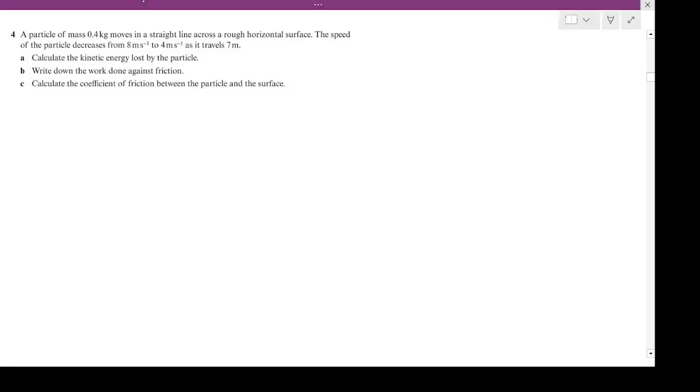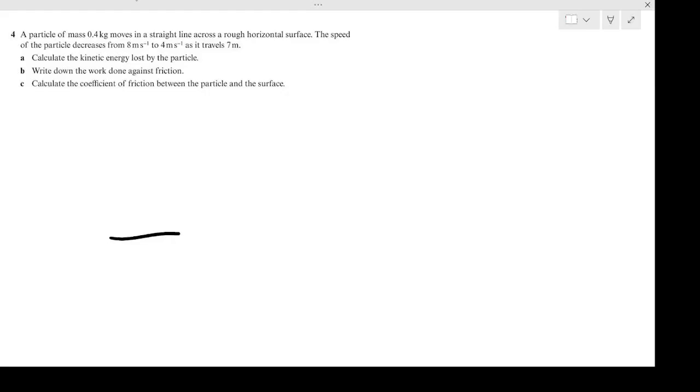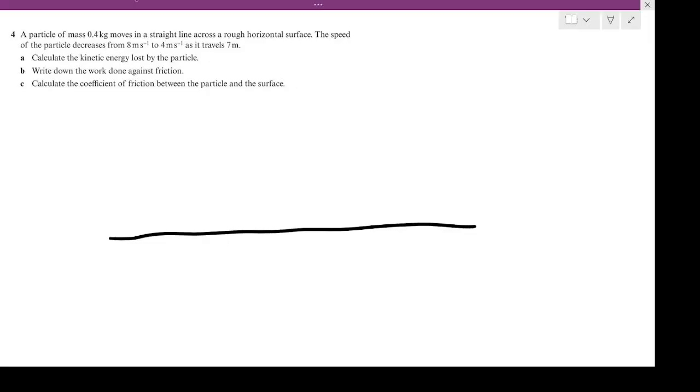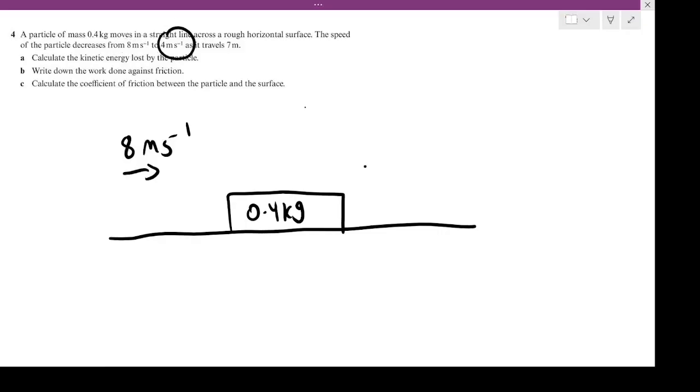Okay, so again, if I sort of draw the situation, we're on some sort of surface, and if I draw a box to represent the object, the mass is 0.4. And we know the speeds, so we know initially it's 8. So I'll add that on here. And then it drops to 4. So at the end here, the speed is now 4, right?